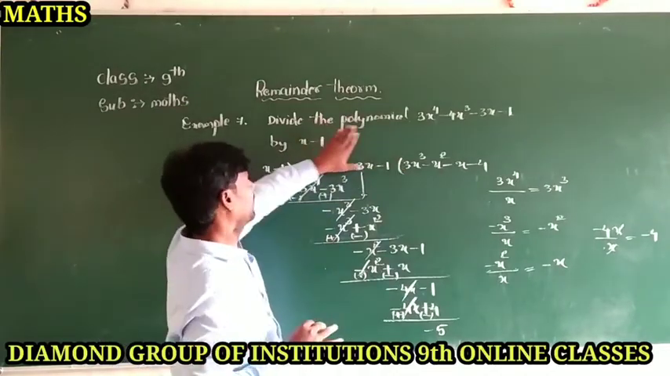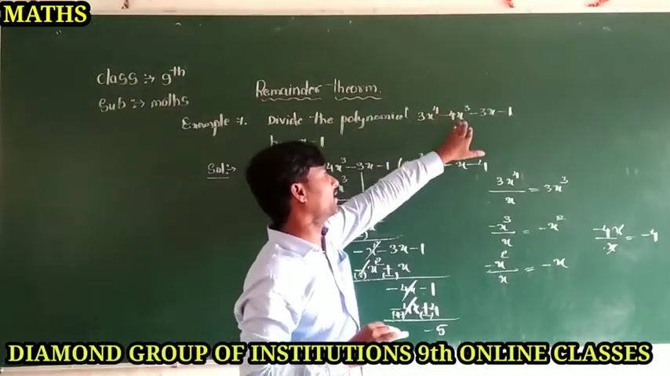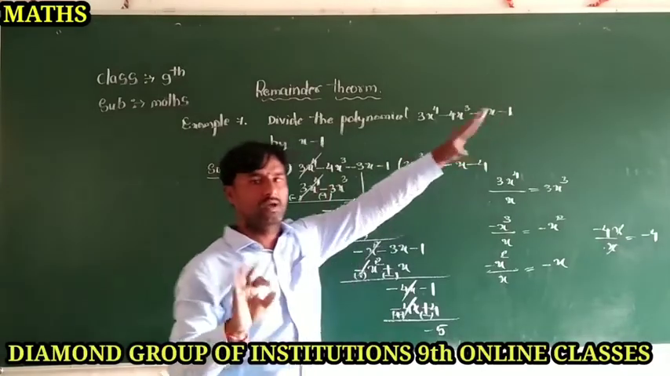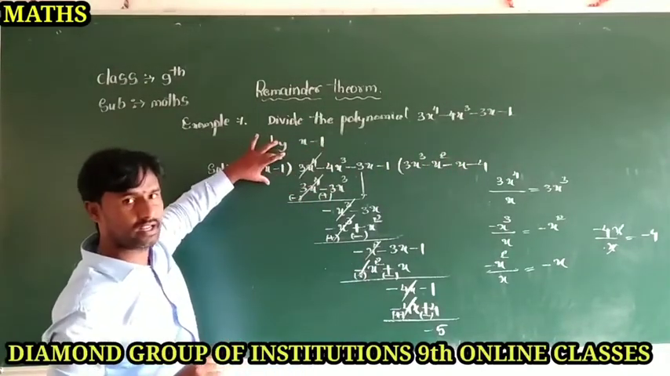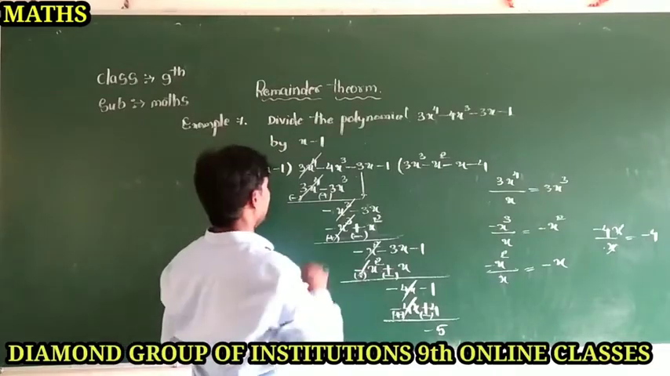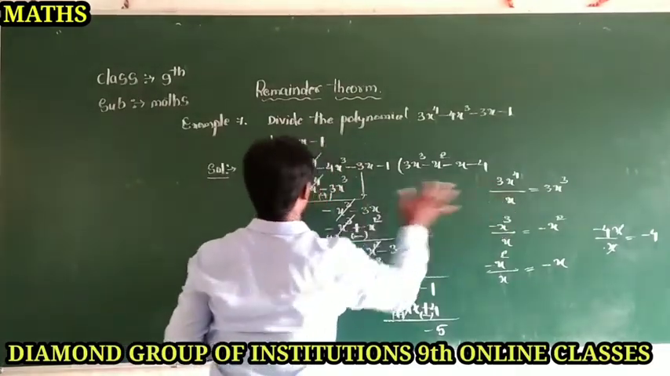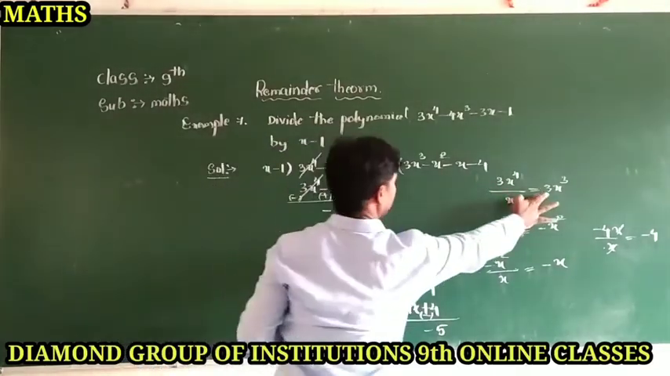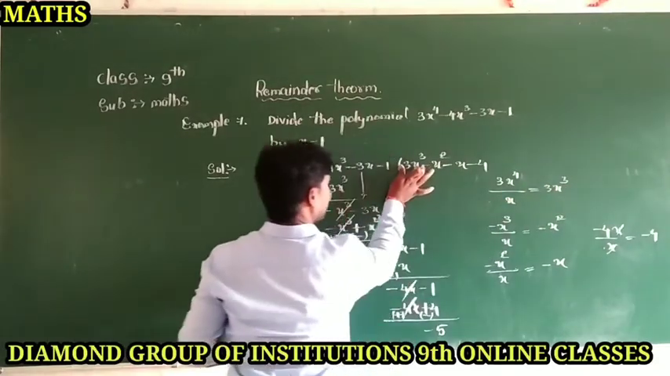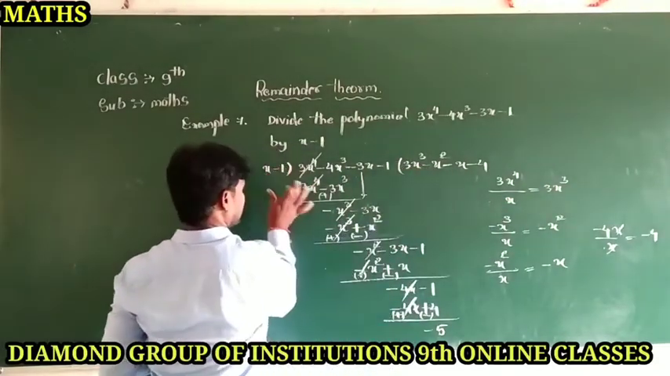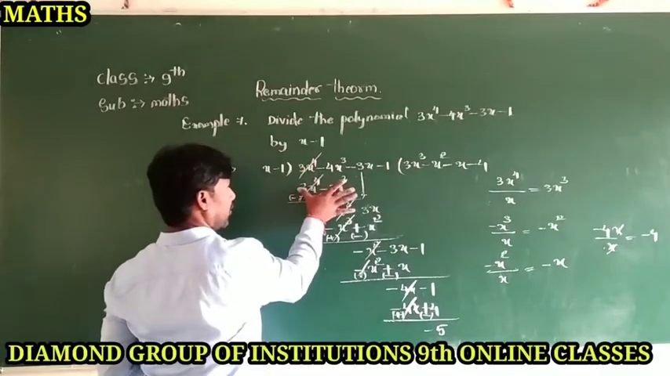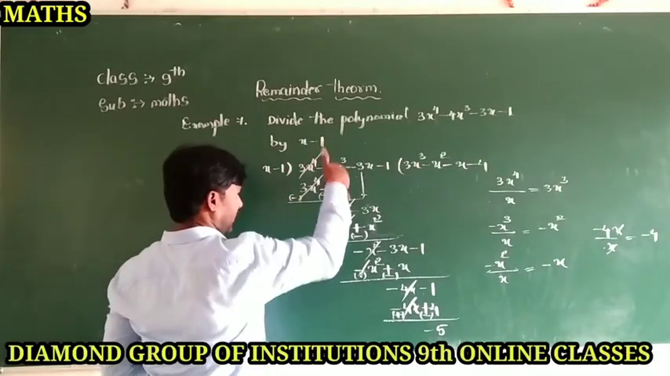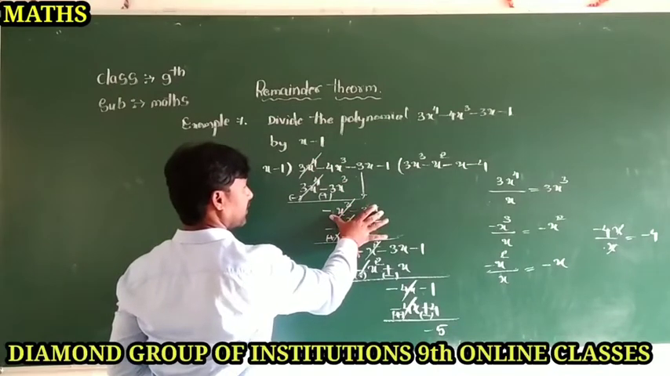What is given? Divide the polynomial 3x power of 4 minus 4x cube minus 3x minus 1, dear students, by x minus 1. You take here x minus 1. So 3x power of 4 divided by x, the answer we got is 3x cube. This 3x cube becomes the quotient. Quotient into this x, when we do the multiplication, monomial to binomial, we got the answer here. Change the sign. Next step came minus 3x square minus 3x.